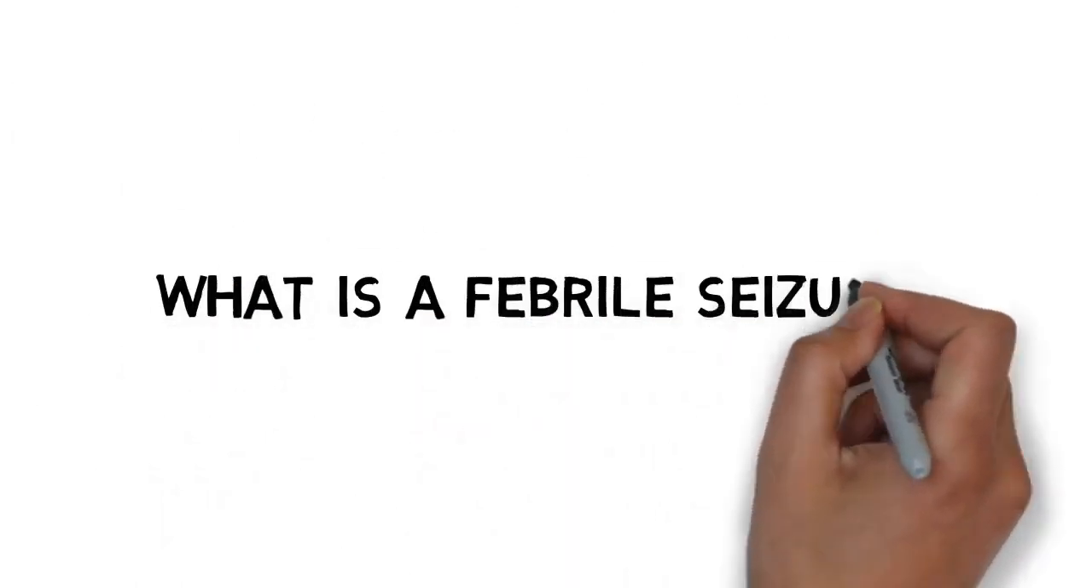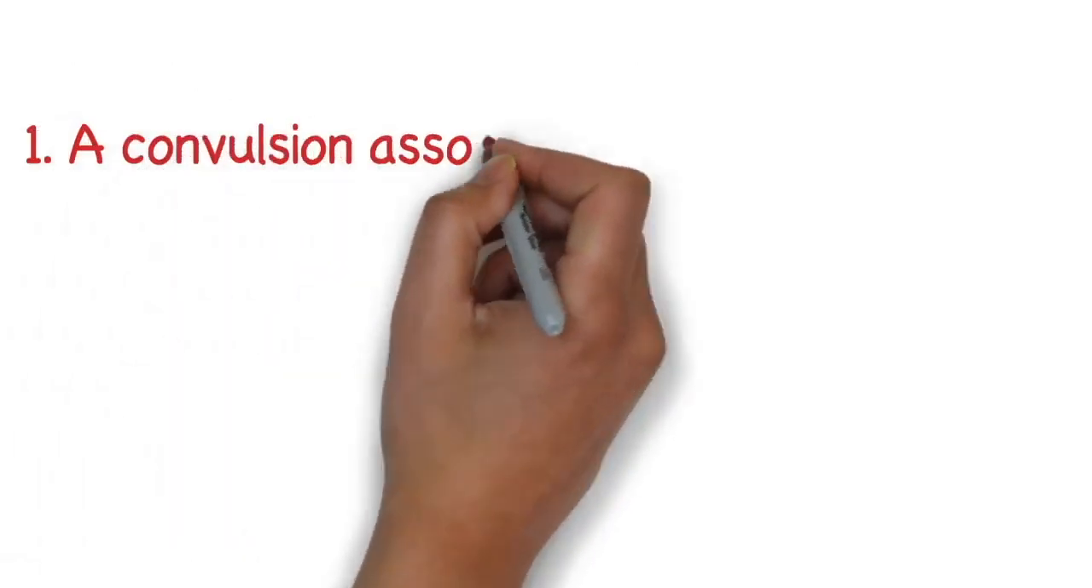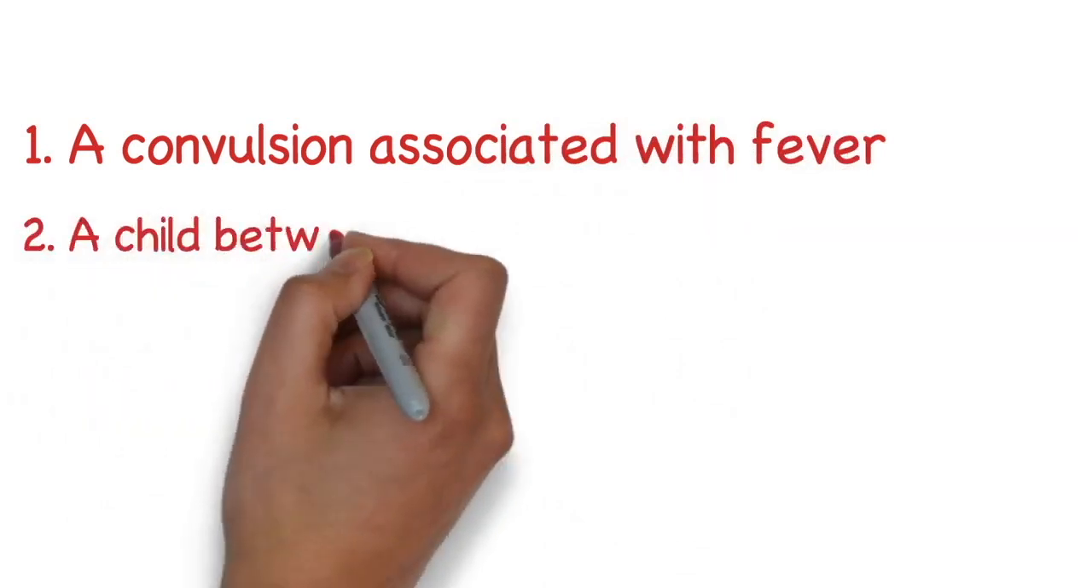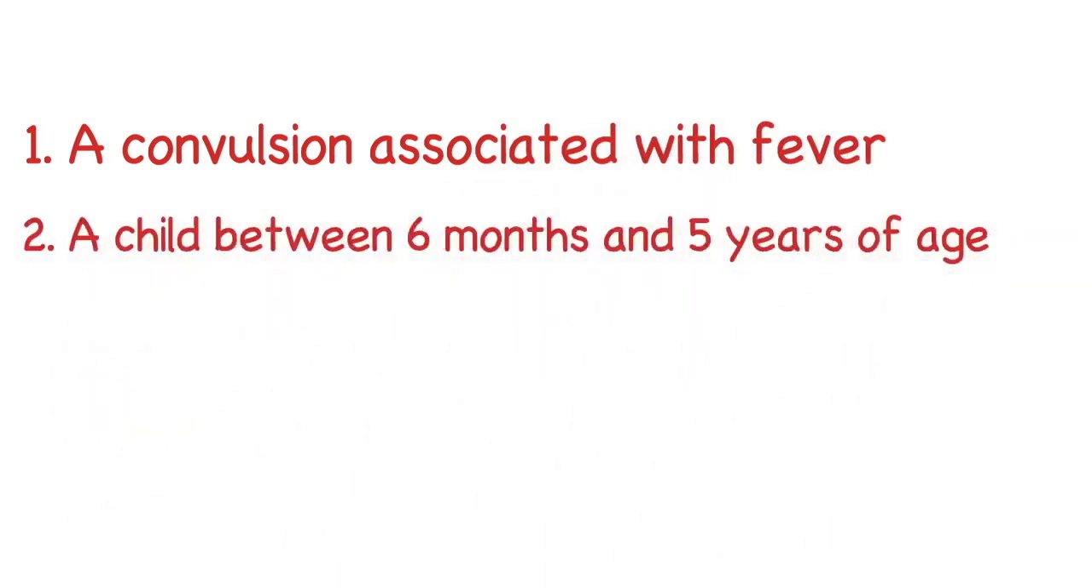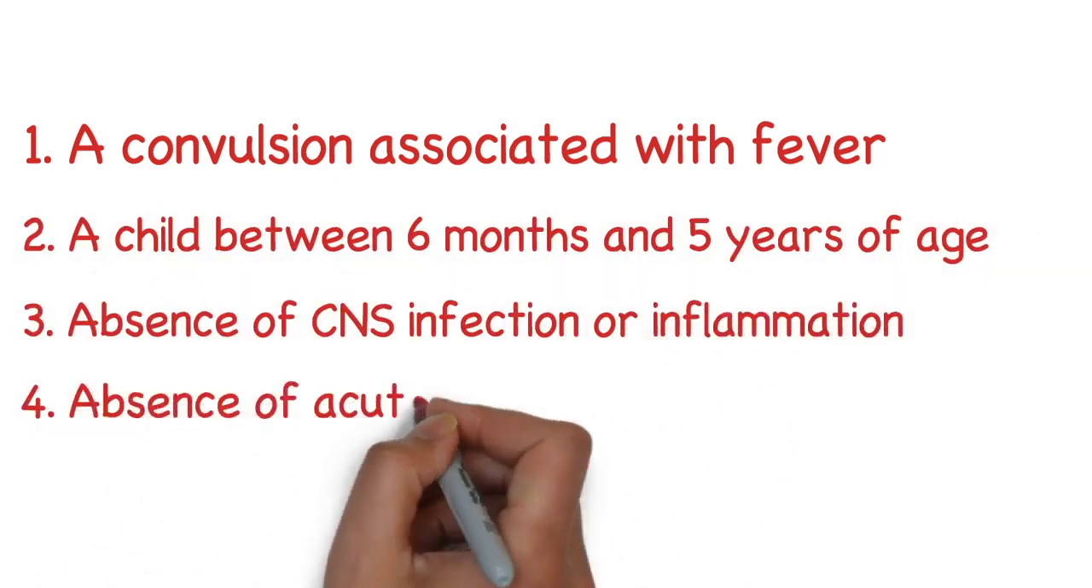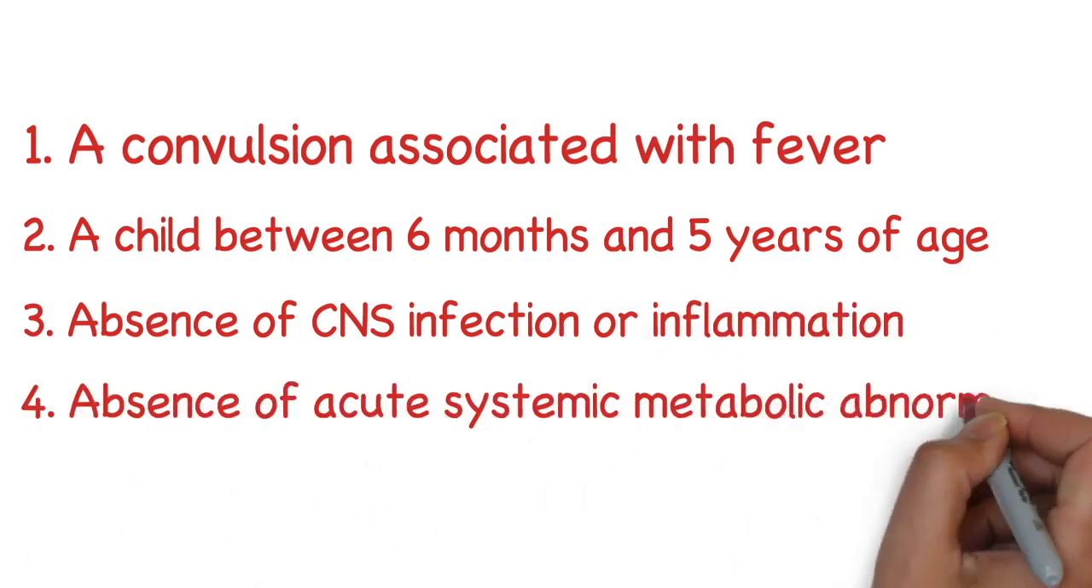If you have a patient with fever and seizures, you have to consider if your patient meets these criteria in order to call it a febrile seizure. First, a convulsion associated with a temperature greater than 38 Celsius, or what is equal to 100.4 Fahrenheit. A child older than 6 months but younger than 5 years of age. Absence of a neuroinfection. Also, absence of acute systemic metabolic abnormality that may produce convulsions.